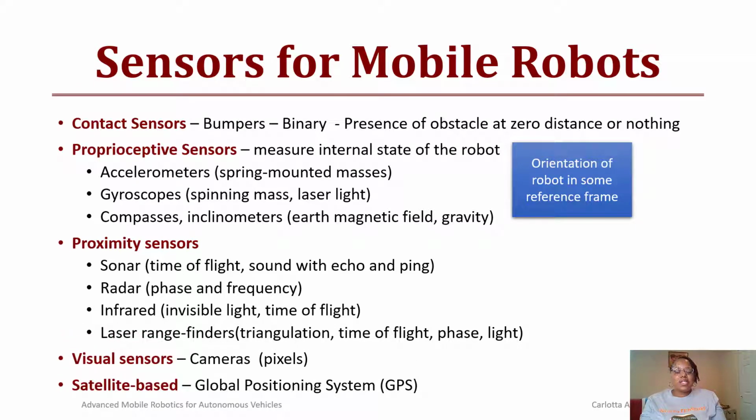And you can have visual sensors such as cameras, which give you pixel data back, which is a little bit more complicated because you're going to have to use computer vision or some kind of image processing to get useful information from it. And then, of course, you also have satellite-based sensors like a global positioning system, which are great, but obviously you wouldn't be able to use for indoor robotics.